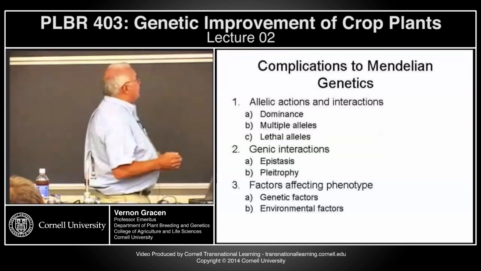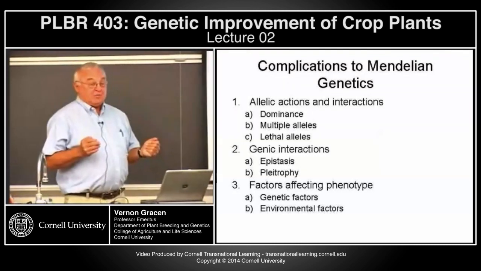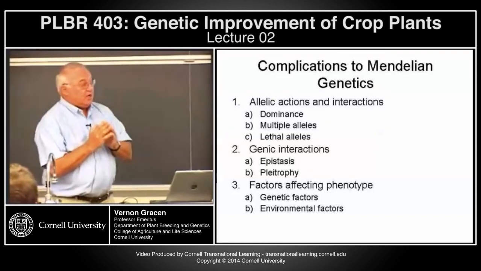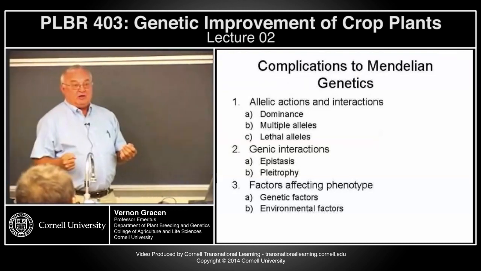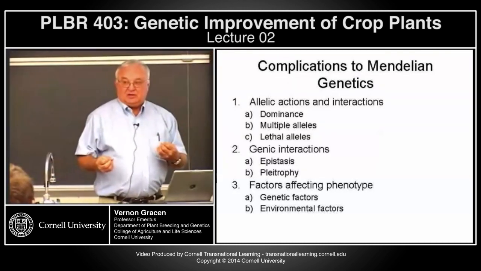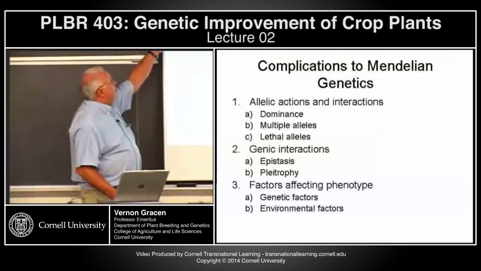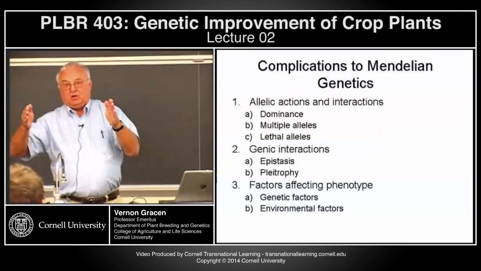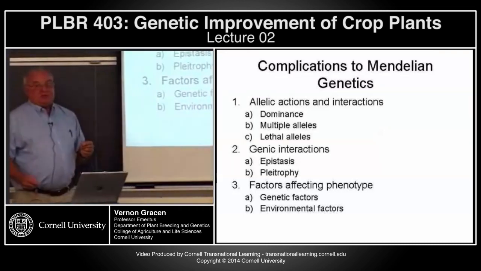So what are some of the complications? Well, dominance itself can be variable. Multiple alleles occur at most loci that we studied. There can be lethal alleles, which I won't talk anything more about, where an allele actually kills the progeny carrying it, which messes up your segregation ratios dramatically. But those are all interactions between alleles at the same gene. In addition to that, we have interactions between genes.